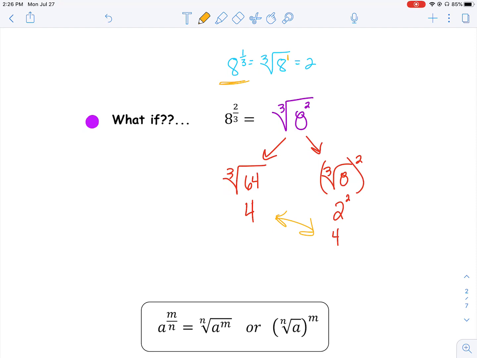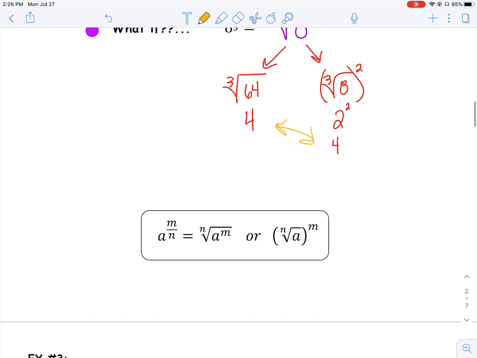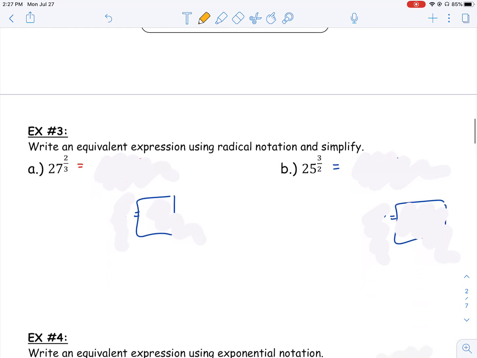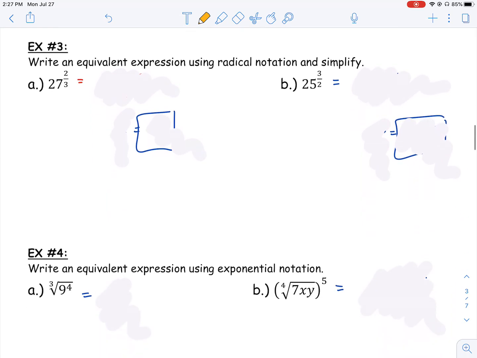One way might be easier than the other when we're asked to simplify. So it's kind of a cool technique showing you that it doesn't matter which one you do first, we should still get the same answer. That's kind of what this rule is saying. You can do underneath the radical first, or you can do the radical first and then the exponent. Let's use that trick to do a few problems.